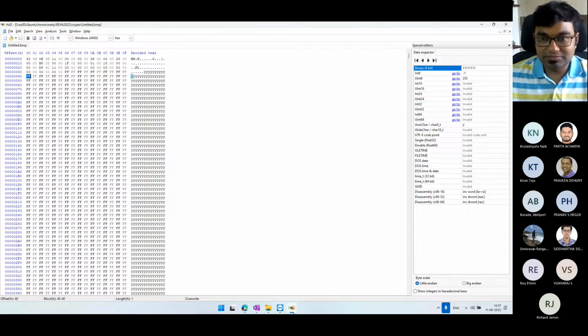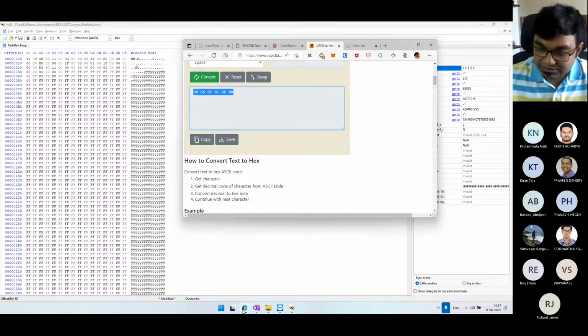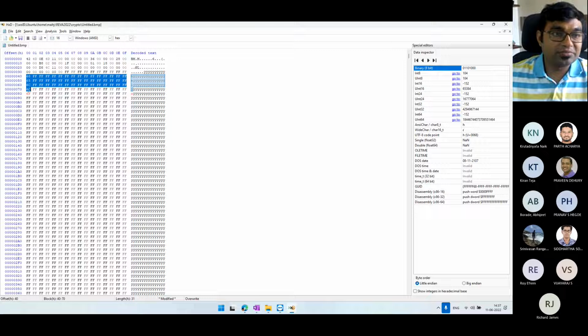Say starting from 68, 65, 6C, 6C, 6F. So I just changed a few of the bytes, the 40th byte, 50th byte, 60th byte, 70th byte, 80th. So I can keep on changing only the zero bytes, like the mod 10 bytes. All the mod 10 bytes, I can simply keep on changing.